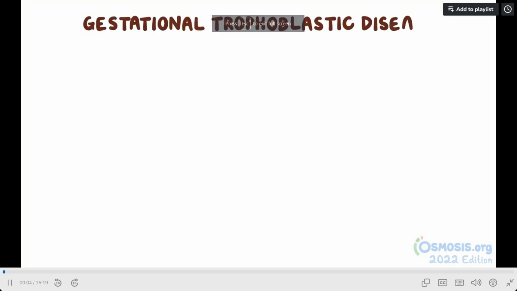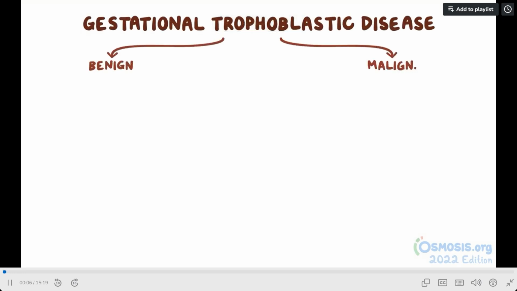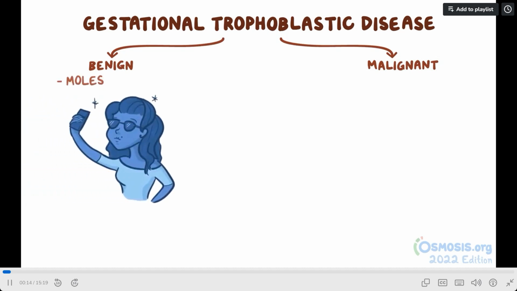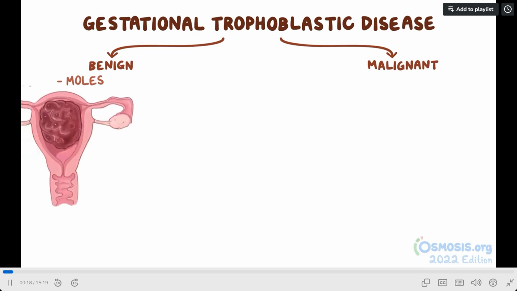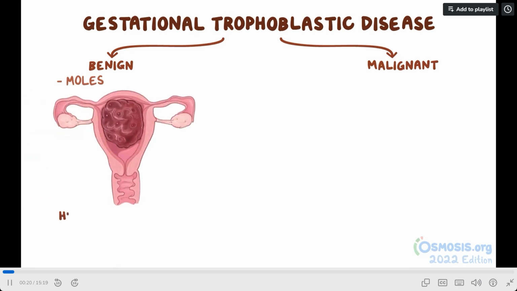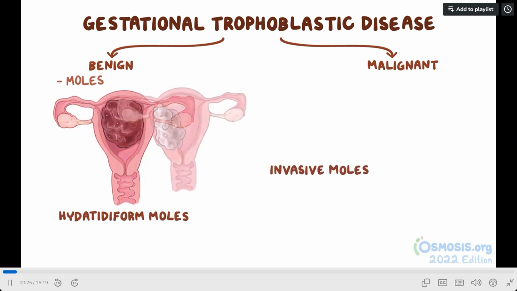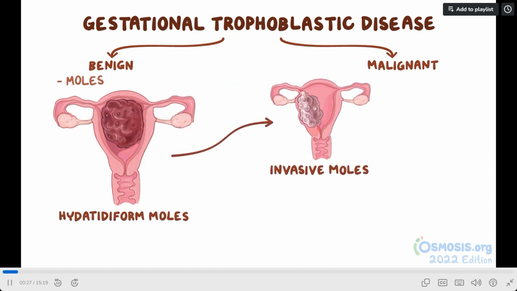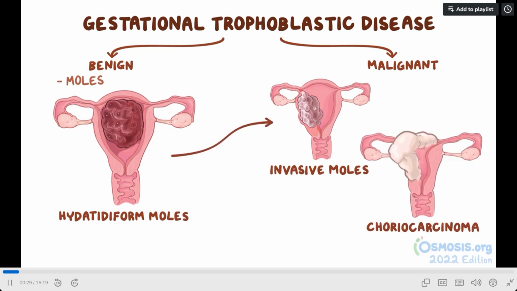Gestational trophoblastic disease includes both benign and malignant proliferations of placental cells. At the benign end of the spectrum, there's moles. And no, we're not talking about the cute little brown ones above the upper lip. In this case, moles refer to a molar pregnancy, and they're also called hydatidiform moles. At the malignant end, there's invasive moles, which derive from the benign moles, and choriocarcinoma, which is a placental cancer that most frequently occurs in the absence of a molar pregnancy.